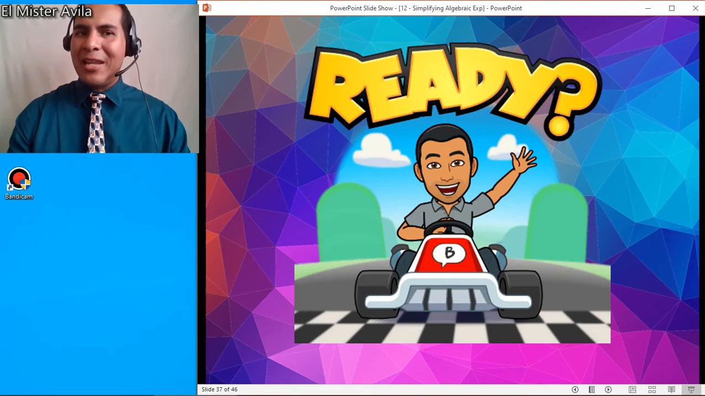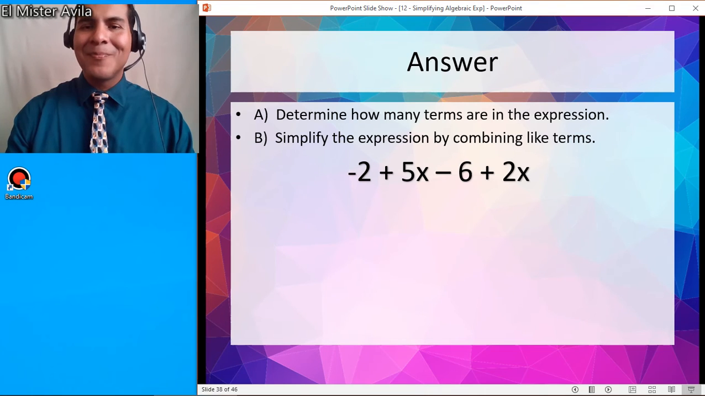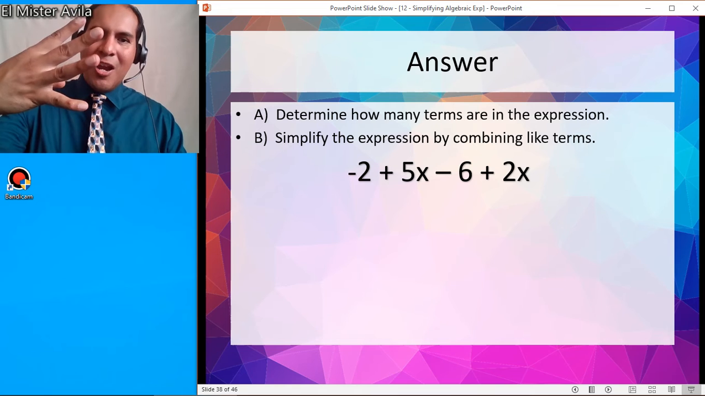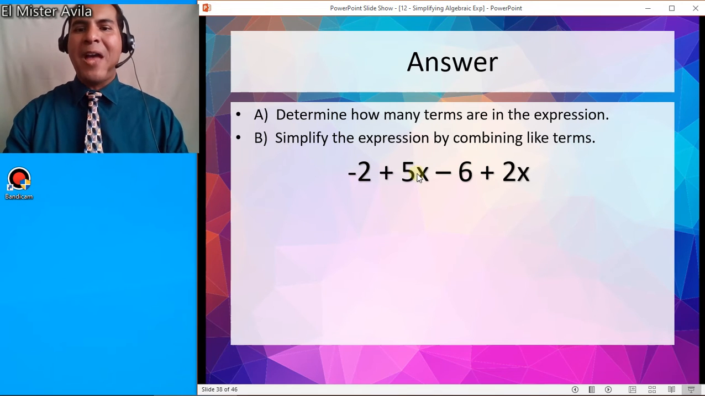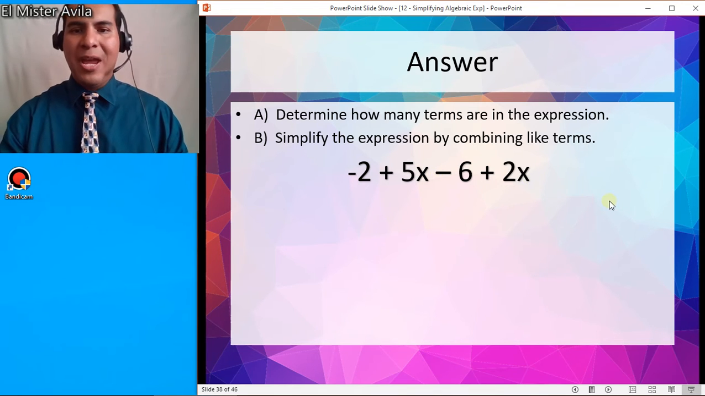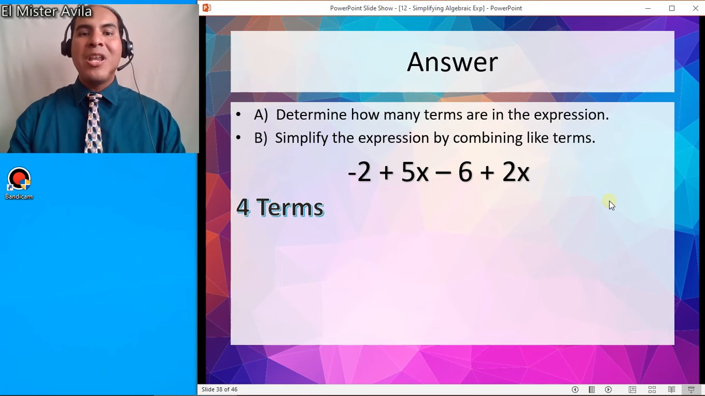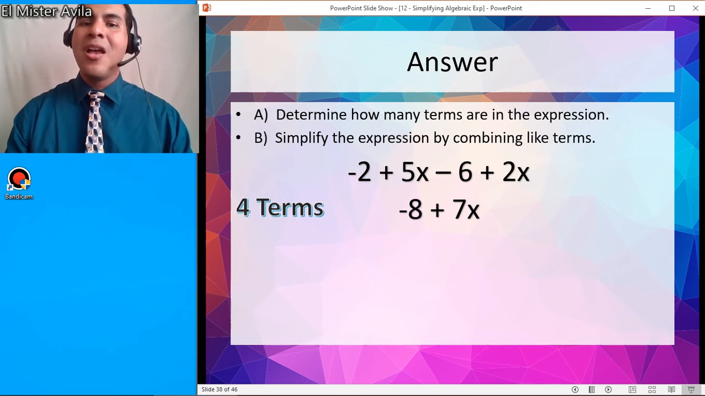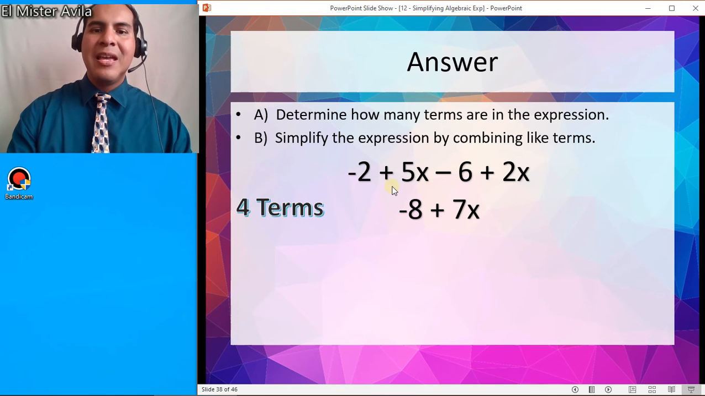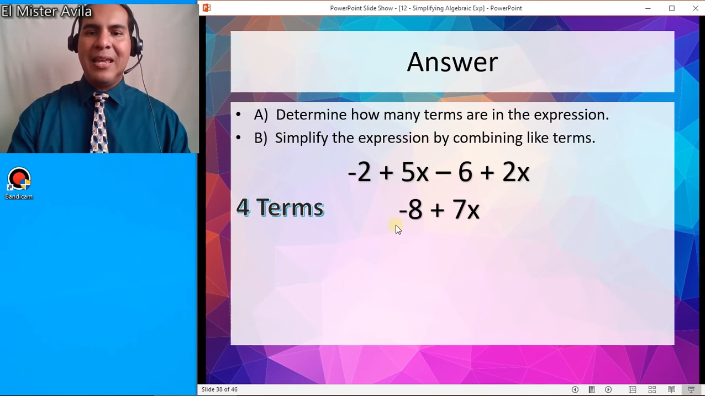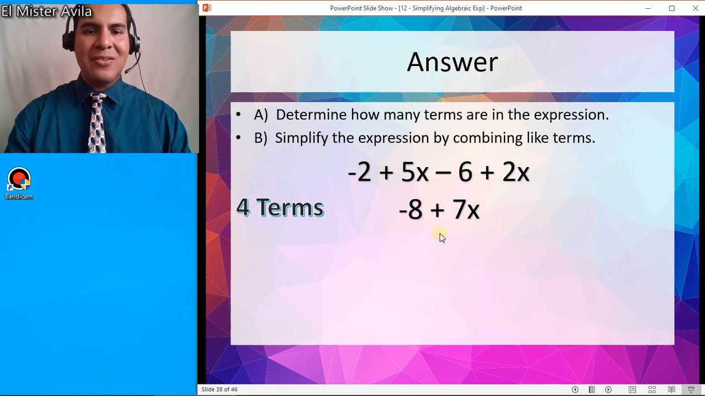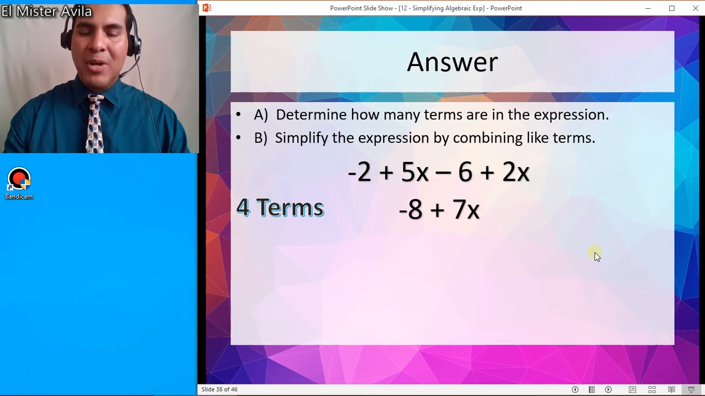Are you ready for the answers? Okay, how many terms are there? 1, 2, 3, 4 terms. There are 4 terms here: negative 2, 5x, minus 6, and the 2x. 4 terms. What did you get when you simplify? Hopefully you arrived at negative 8 plus 7x. Negative 2 minus 6 is negative 8, and 5x plus 2x is 7x. Negative 8 plus 7x.